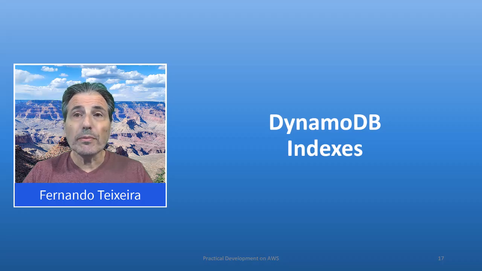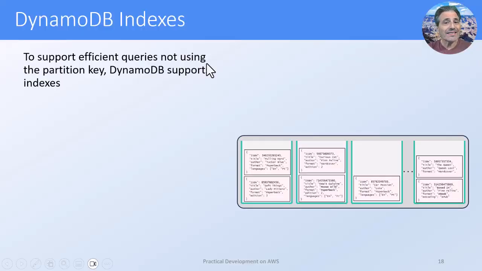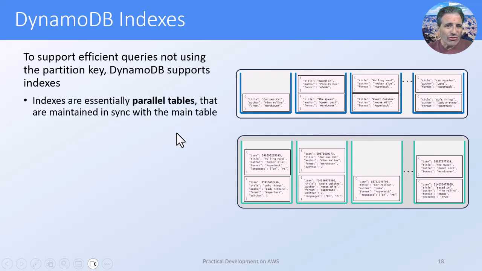Let's look at DynamoDB indexes. Now the indexes are going to allow me to do well-performing queries when I'm not using the partition key. So they actually are pretty much like little tables that are running parallel to the main table, and DynamoDB is going to keep them in sync.